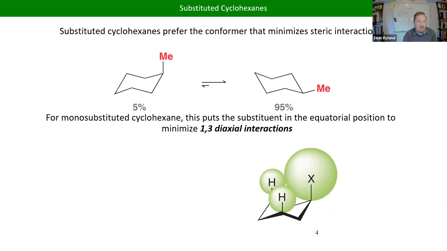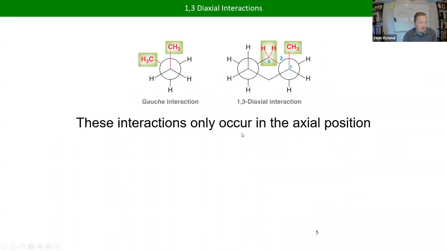Just like being in the eclipsed conformation for a Newman projection. These only really happen in the axial position, because if we look at this, this would be if we just had butane in a Newman projection, we wind up with the methyl and the second methyl being in the gauche position. Remember, gauche just means that they're staggered, but they're adjacent to each other. If we have them in the gauche position, that's not as stable as if we had them all the way opposite of each other, right? The anti-configuration is more stable.